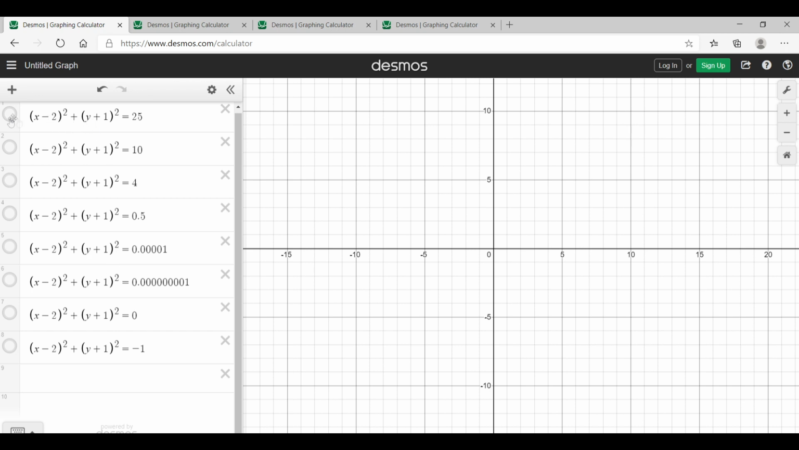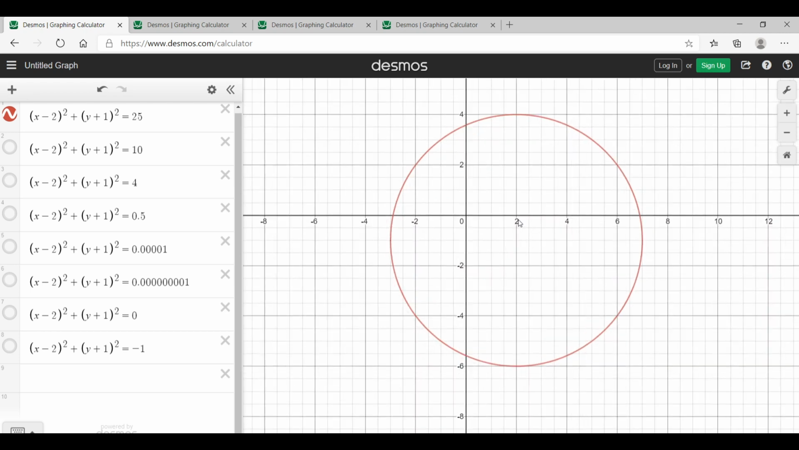For example, the first circle here is a circle of radius 5 whose center is at (2, -1). So 2 and then -1 is somewhere here. This is the center of the circle. Then for the second equation, I reduce the radius from 5, and it becomes the square root of 10 as a radius.